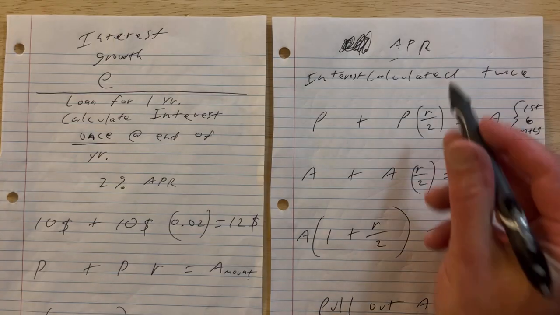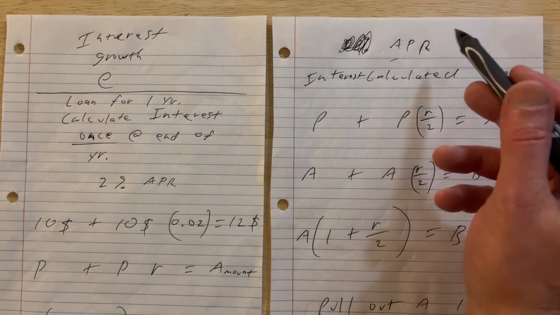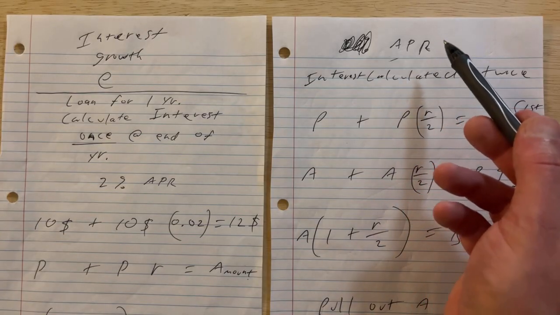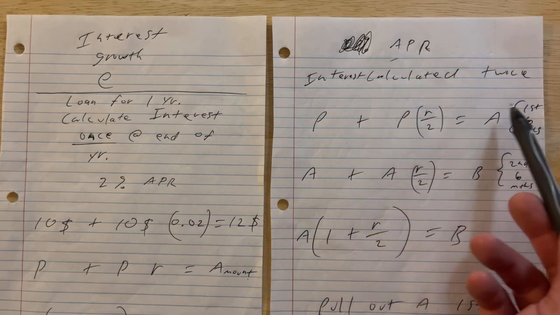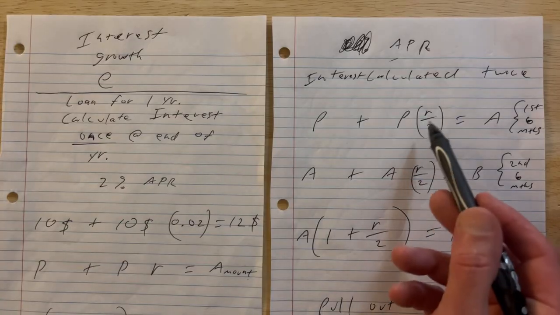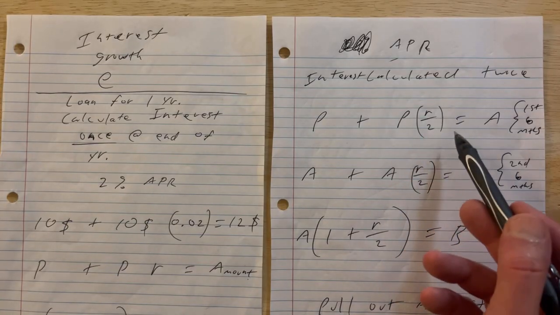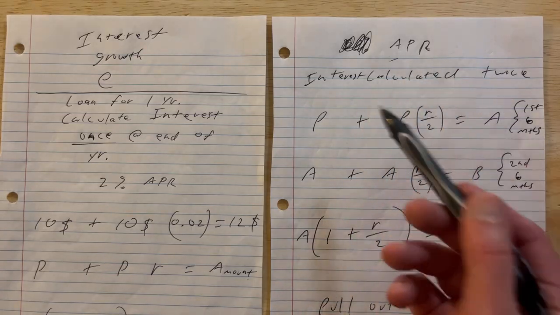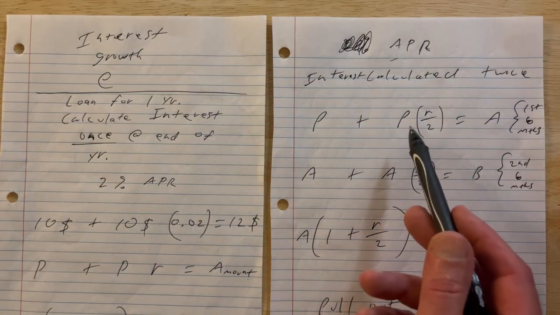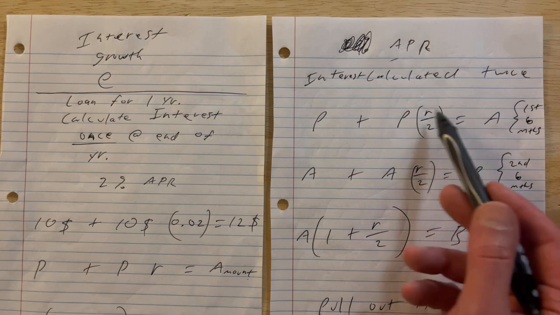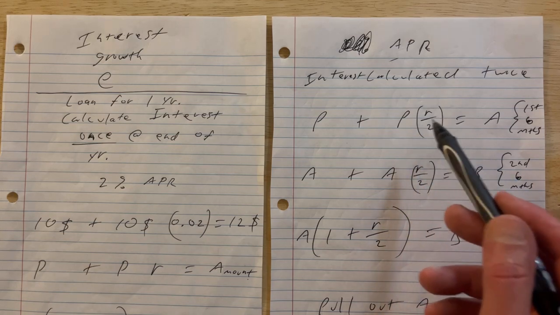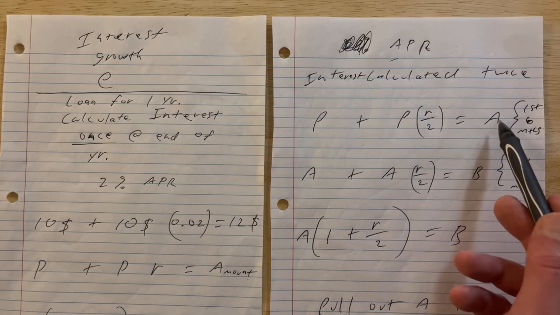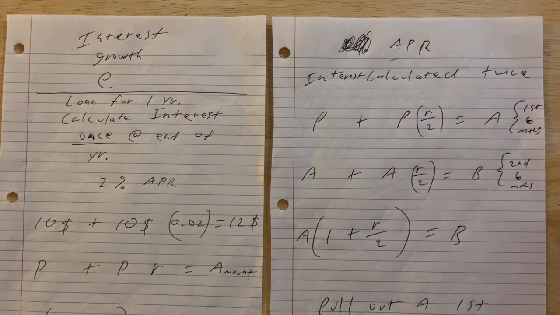So this is where I was going to say it's like a 2% APR. But then what we have to do is take that 2% and break it in half, because we're going to calculate it twice. So it'll be 1% over the first 6 months and then another 1% over the next 6 months. So that's kind of where I was going with this when I wrote the APR. But anyways, it looks like this: principal plus your principal times rate over 2, because we're calculating the interest twice throughout the year. So that 2% turns into 1%. That equals the amount that you have to pay after the first 6 months.